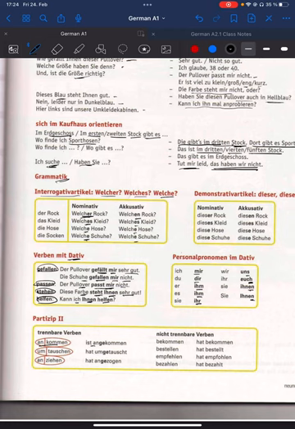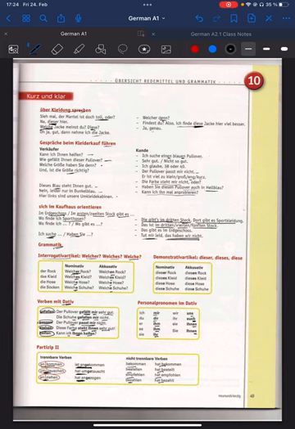Trennbare Verben: ankommen, ist angekommen oder bin angekommen. Umtauschen, hat umgetauscht. Ansehen, hat angesehen. Bekommen, hat bekommen. Bestellen, hat bestellt. Empfehlen, hat empfohlen. Bezahlen, hat bezahlt. So these are past participles of trennbar and nicht trennbar. In trennbar you will get ge in between, and in nicht trennbar, if it is starting with be, like bekommen, bestellen, you will use bekommen and bestellt. All the verbs which are starting with be will not be trennbar. Bezahlen, bezahlt, empfehlen, empfohlen. Okay, so we have completed Kapitel 10 of Kursbuch.